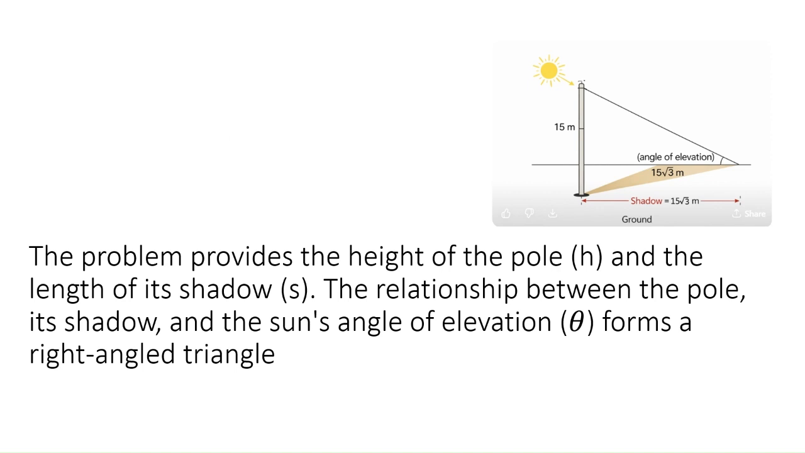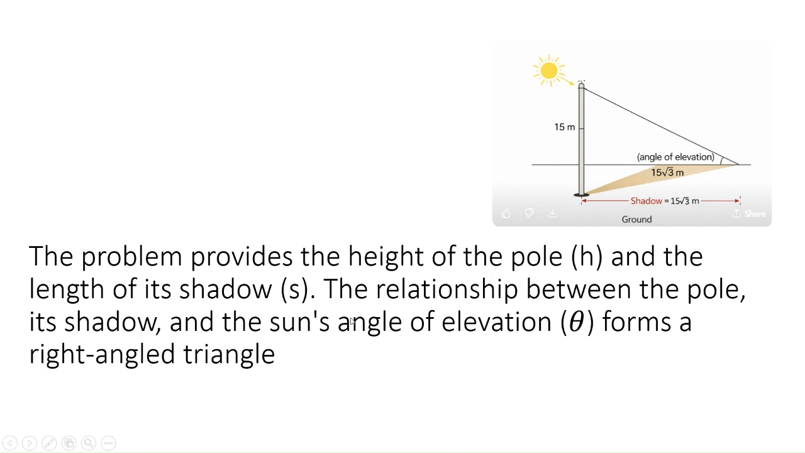So when we model this diagram, this is the pole which is 15 meters in length, and this is the angle of elevation that we are going to find, and the length of the shadow is this one. Right? So here we are creating the right angle triangle, as the pole is straight on the ground. The problem provides the height of the pole h and the length of the shadow s. Here both are given. Height of the pole is 15 meters and the length of the shadow is 15 root 3 meters.